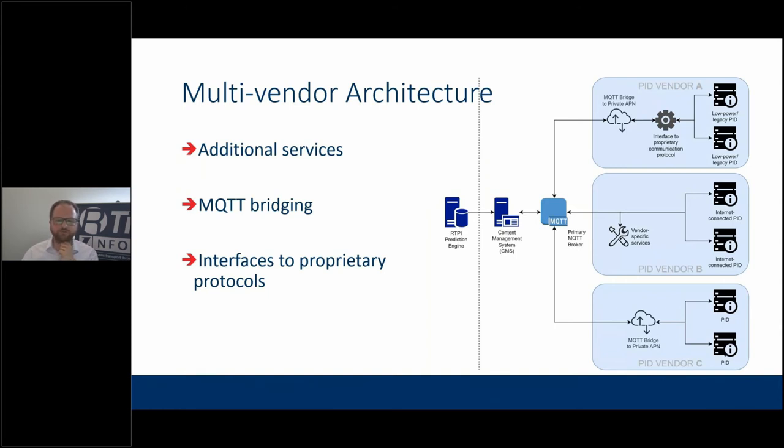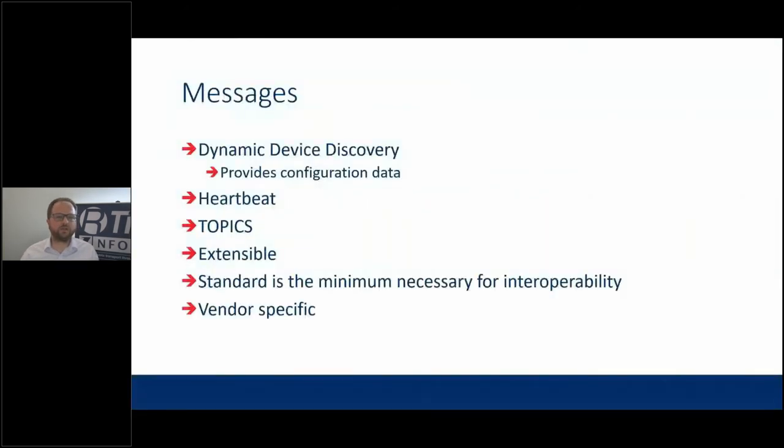What is the information that goes between the content management system and the PID, the displays? This is where we start to talk about messages. MQTT works on messages, standard little bits of information that are each standalone. And so what we've done is we've set out to try and achieve dynamic device discovery. So if you've got a content management system and you're buying a display, you want to be able to just take that display off the shelf, rock up on street, tell the display what bus stop it is, and it goes away and connects into the MQTT network and gets all the configuration that it needs.